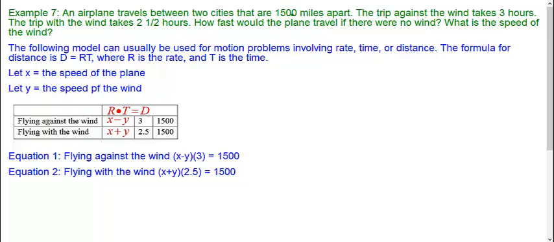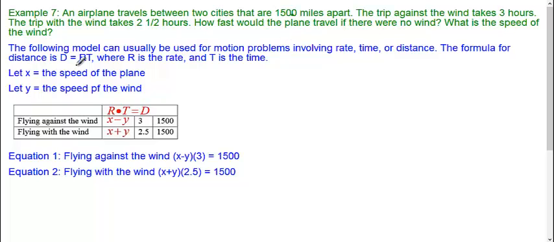Right, so this one's a little bit different because we need to know some other formulas. Here we're talking about distance. This says an airplane travels between two cities that are 1,500 miles apart. The trip against the wind, so the wind is pushing the plane back, takes the plane 3 hours. It's going to take longer because the wind is pushing it back. The trip with the wind, so the wind is pushing the plane, only takes 2.5 hours. How fast would the plane travel if there's no wind, and what is the speed of the wind?